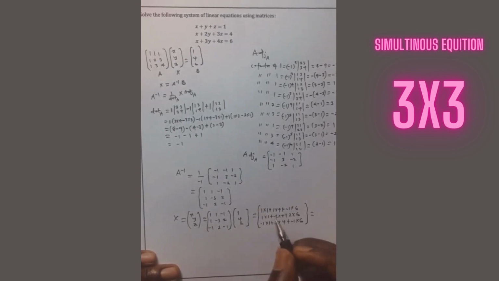So if you simplify that, we're going to have 1 plus 4 minus 6. You're going to have 1 minus 12 plus 12. You're going to have negative 1.